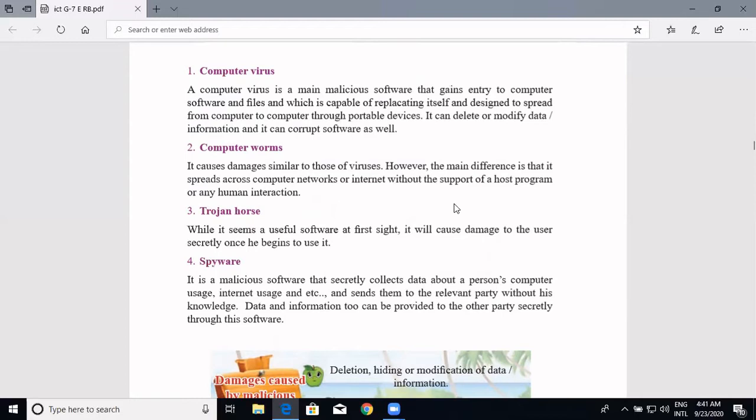So it can replicate itself. That's the main difference of a worm, right? Next thing is a Trojan horse. Actually, this term came because of the Trojan War.